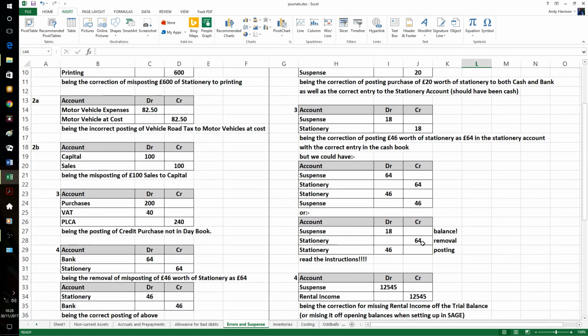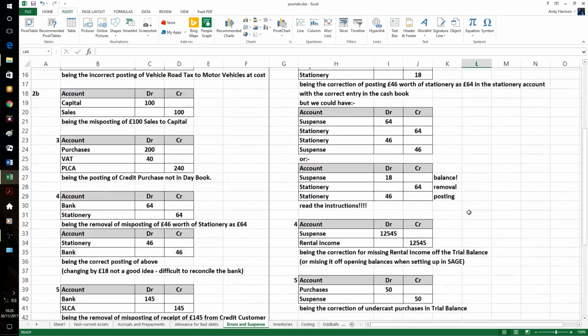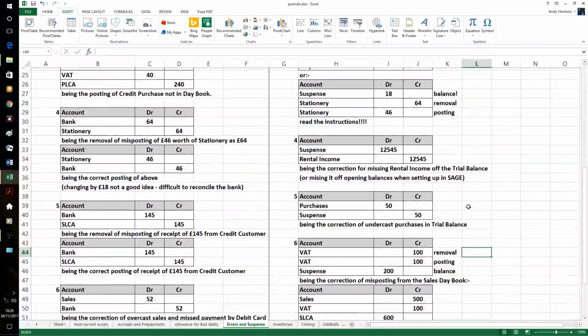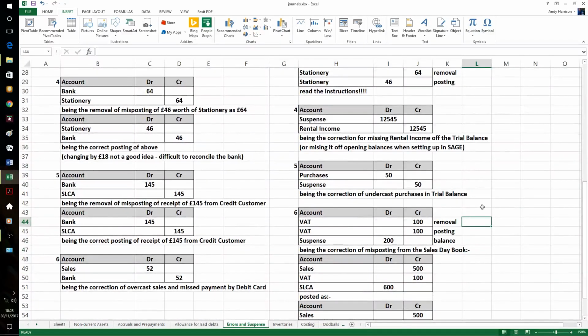Or we could remove it from stationery, post it correctly into stationery and do the balance in the suspense account, depending on our systems, what we normally do. What is our company policy on journals?